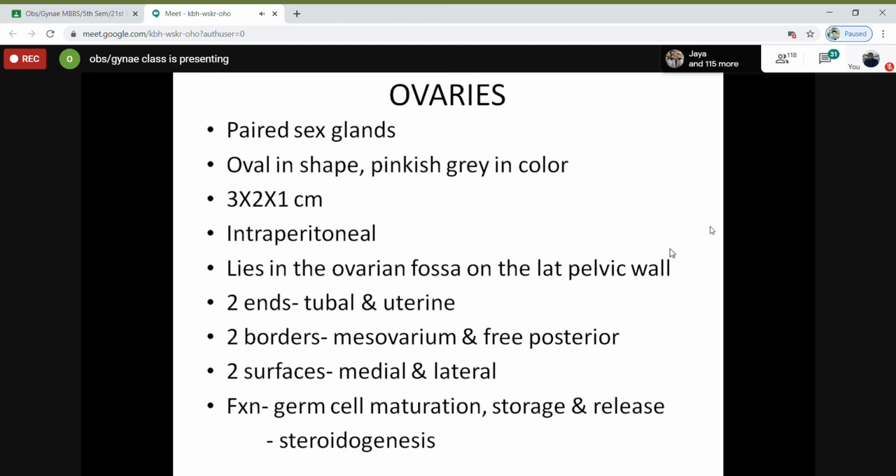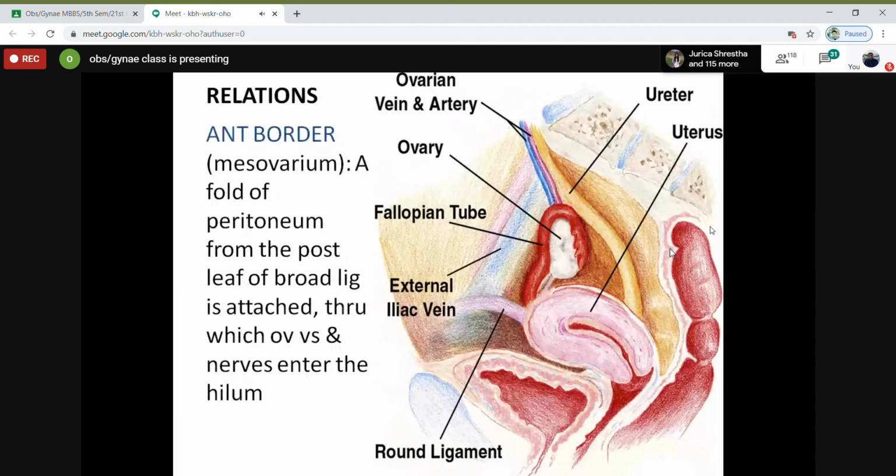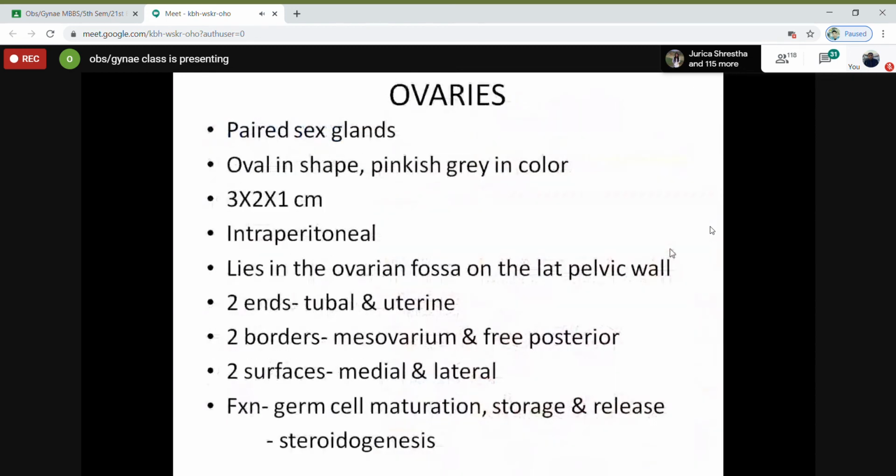It has two ends, tubal and uterine end, and two borders. I'll show you in a picture. Two borders, mesovarium and free posterior. Two surfaces, medial and lateral.